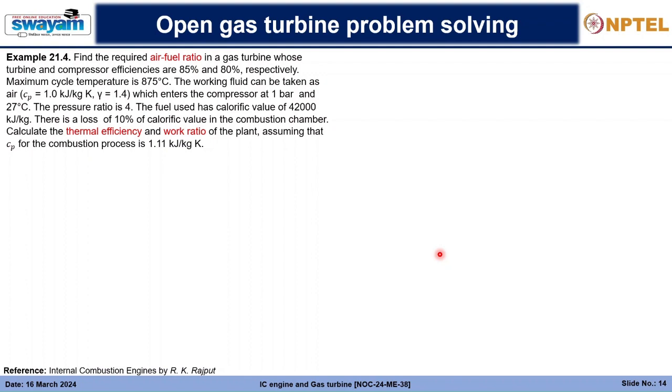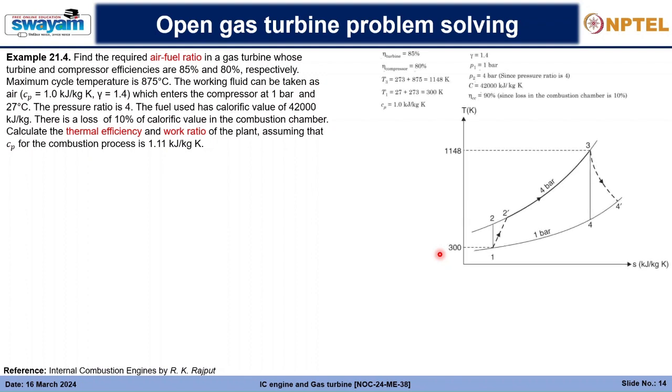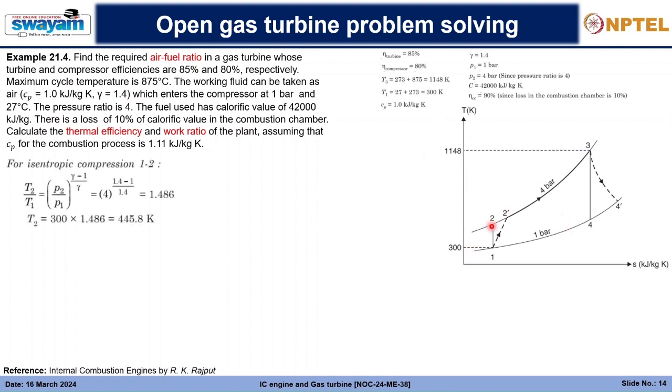Okay, then let us proceed. So this is the TS diagram again. Finally, we are given the inlet temperature as 300 Kelvin. The maximum temperature is 1148 Kelvin. The pressure ratio is 4 bar to 1 bar, that is 4. For this we utilize the same strategy.